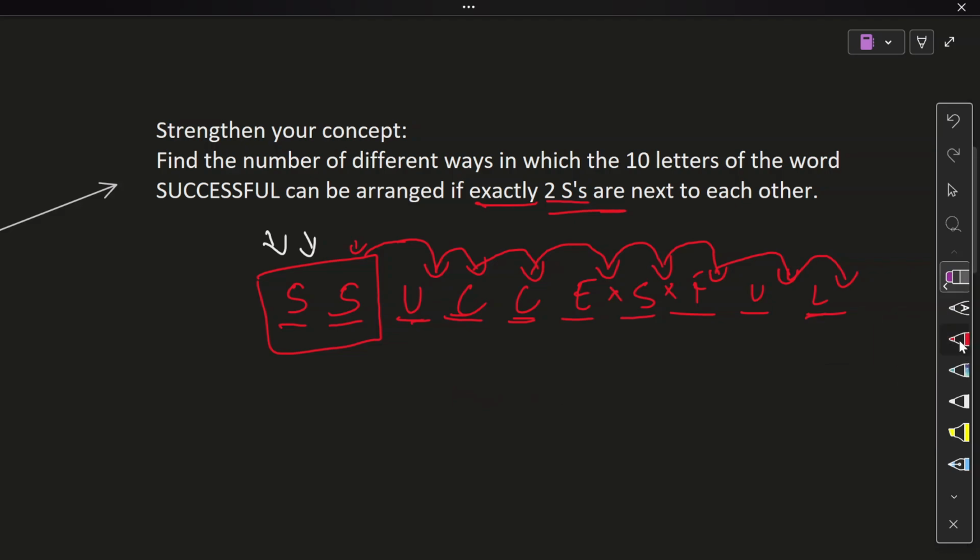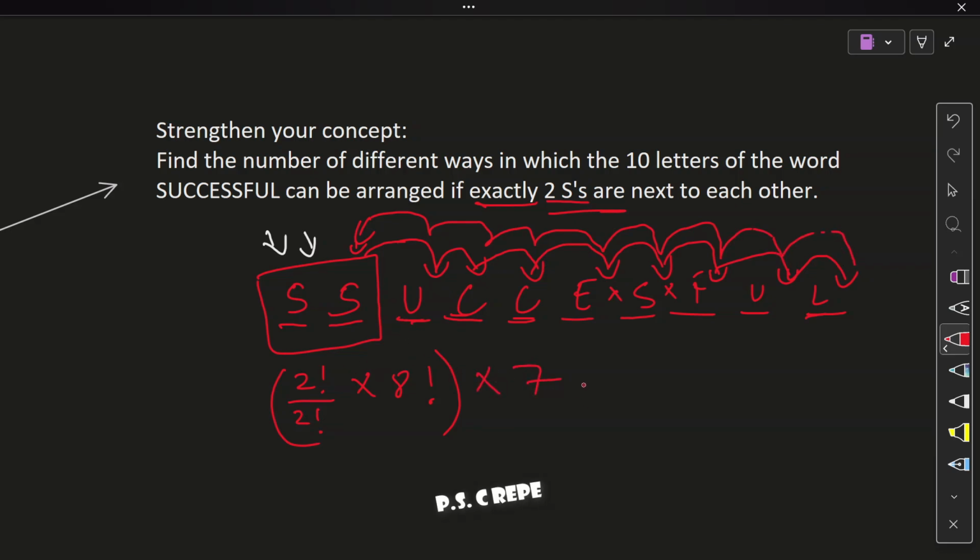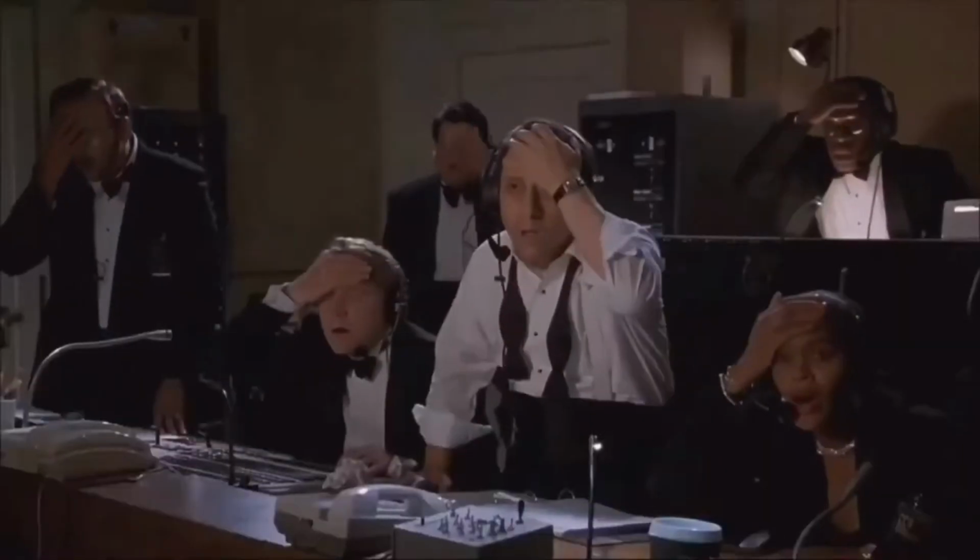Now let's do it properly. Inside the box, two S's are gonna move around, but they're the same thing. S is being repeated twice. So divide by 2 factorial. That is inside the box. Outside the box, I have 8 letters that can move around. So that's 8 factorial. And this whole thing happens once over here, twice, thrice, four, not here, not here, five, six, and seven. So into seven, right? And that's gonna be your answer. That's just something to keep in mind.